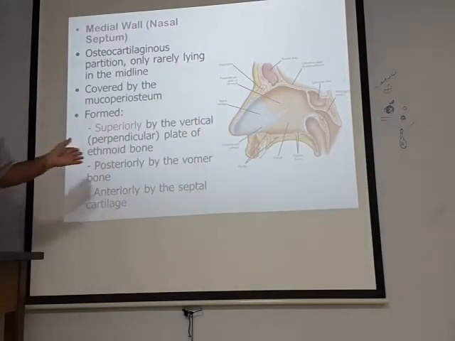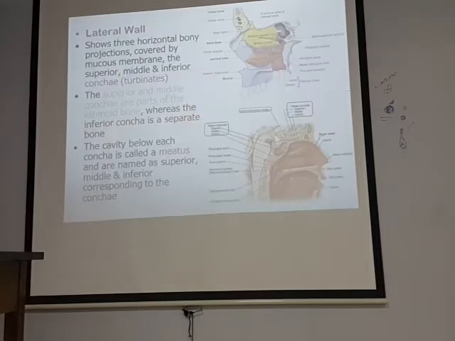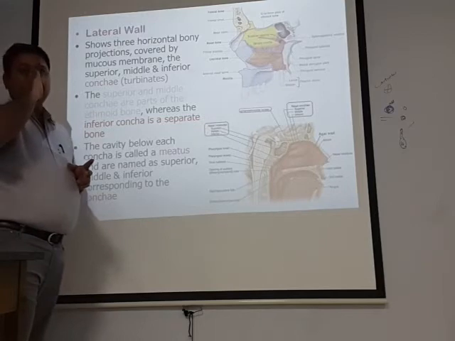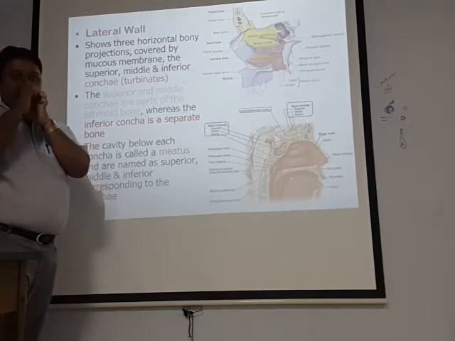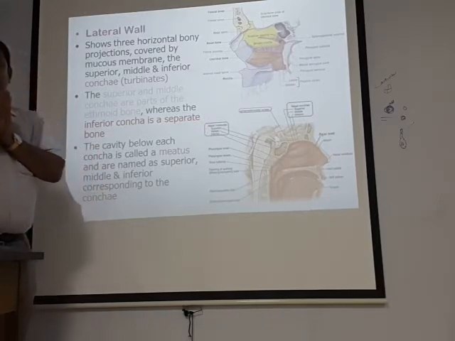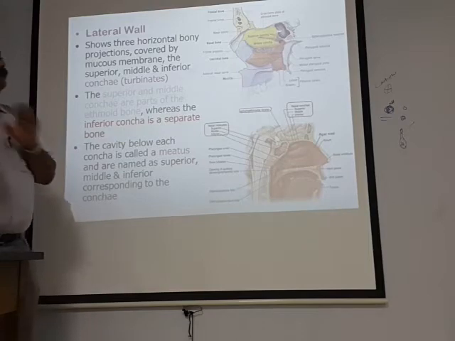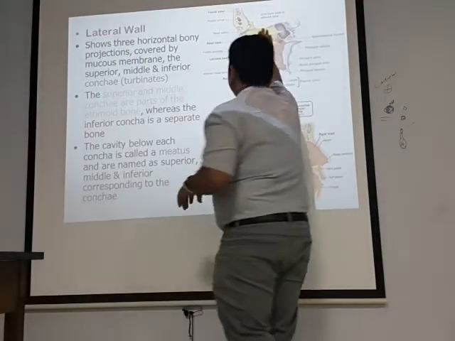So this is about the medial wall of the nose. Next is the lateral wall of the nose. See here, the lateral wall. So medial wall is formed by the nasal septum, and then the lateral wall. So what are the things in the lateral wall?